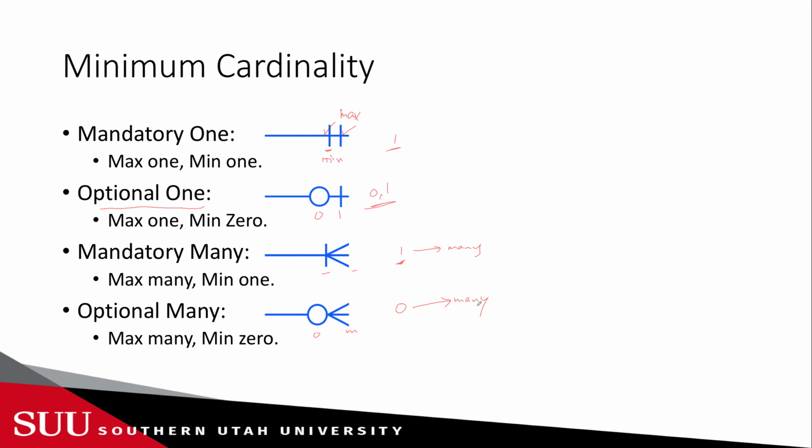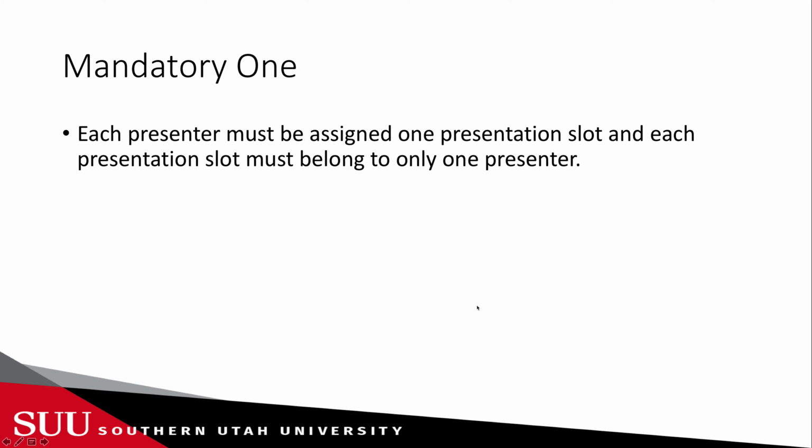Now let's look at some examples, and these examples will help clarify things. For the first example, we have this set of business rules. It says each presenter must be assigned one presentation slot, and we have a must here. And then each presentation slot must belong to only one presenter. So we have a mandatory here and we have a 1 on both sides.